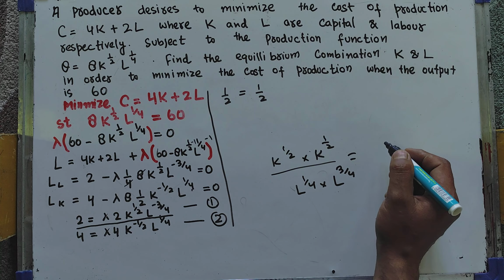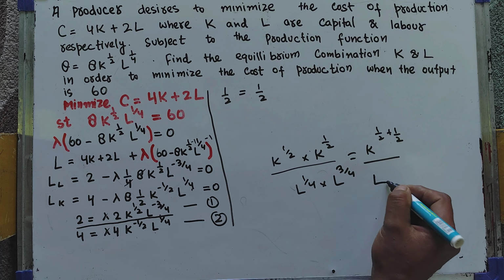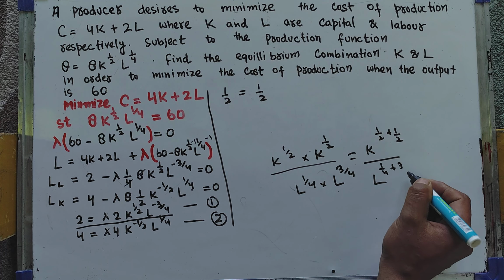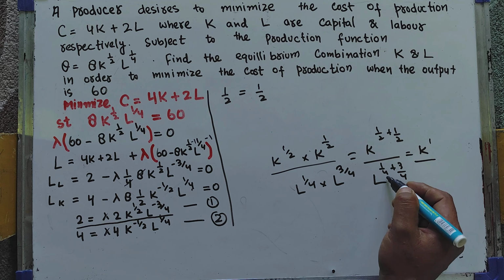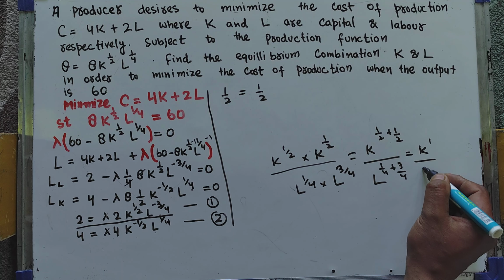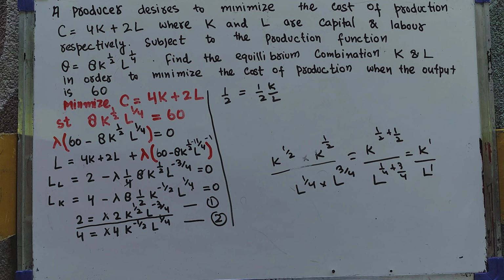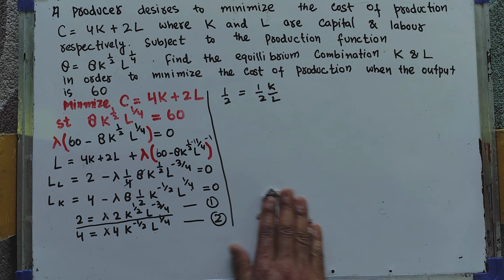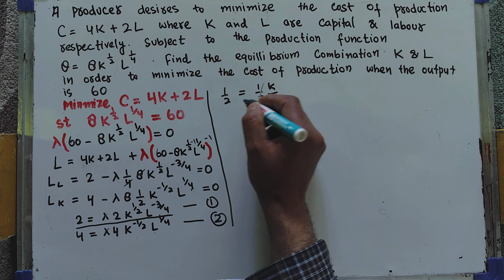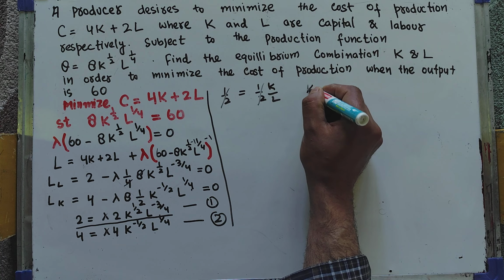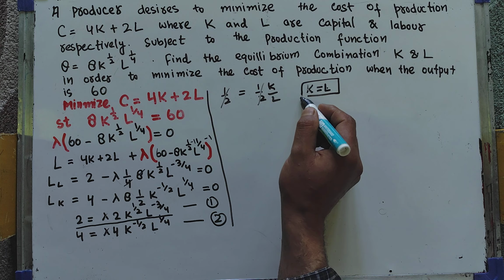Bases are the same, so we can add the exponents. It becomes k to the power 1 upon 2 plus 1 upon 2, and in the denominator again the bases are the same, we have 1 upon 4 plus 3 upon 4. So 1 half plus 1 half is 1, and 1 upon 4 plus 3 upon 4 is 4 upon 4, which is 1. So we got k upon L. This 1 upon 2 gets cancelled on both sides, which implies k will be equal to L.